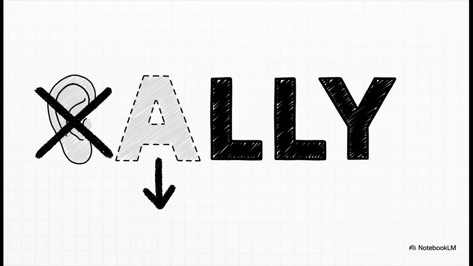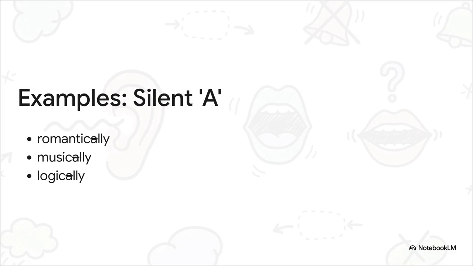So let's start with the letter A. Now, a really common place you'll find a silent A is in adverbs that end with -ly. The rule here is super simple. You just pretend that A isn't even there. Let's look at these examples.